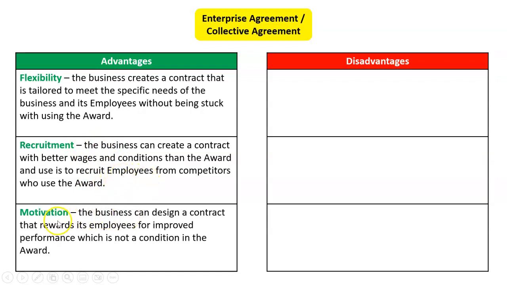And lastly, motivation. The business can design a contract that rewards its employees for improved performance, which is not a condition in the award. So not only can we pay them more, but we can put things in there including bonuses and such. What are the disadvantages?